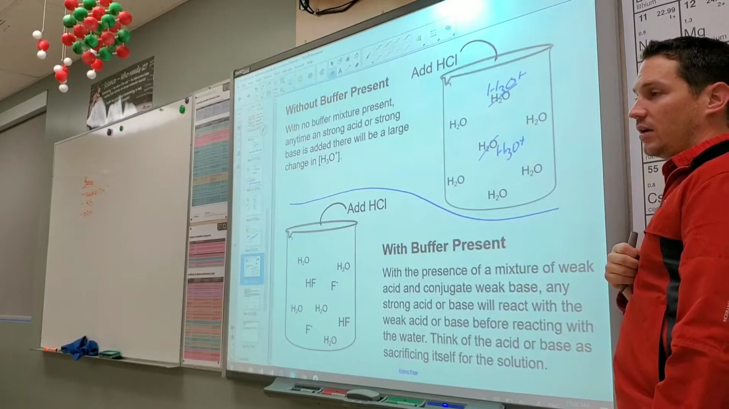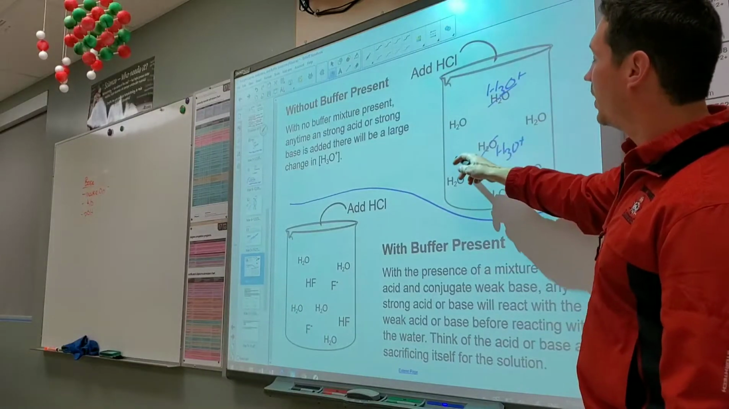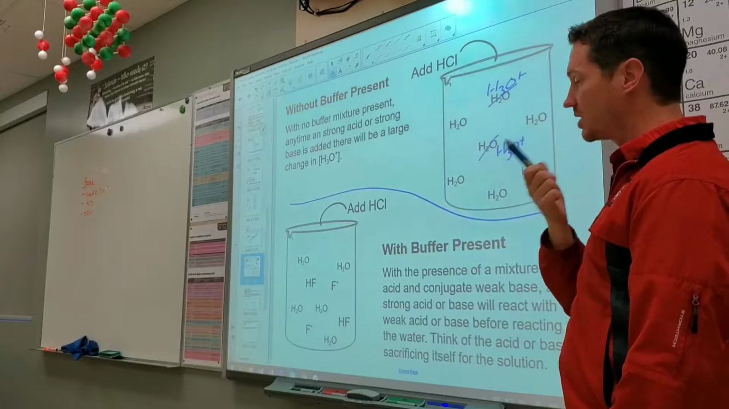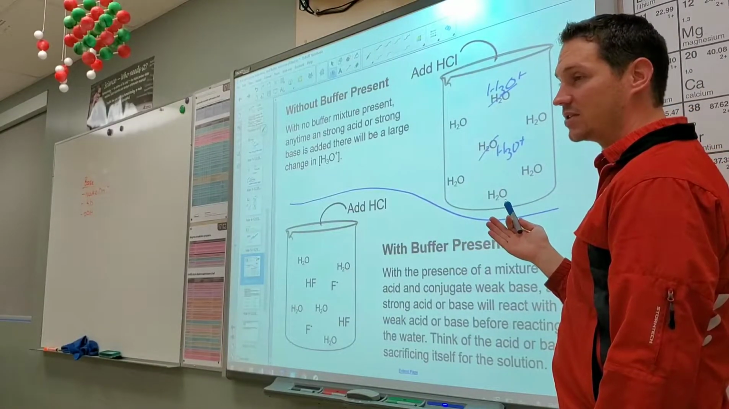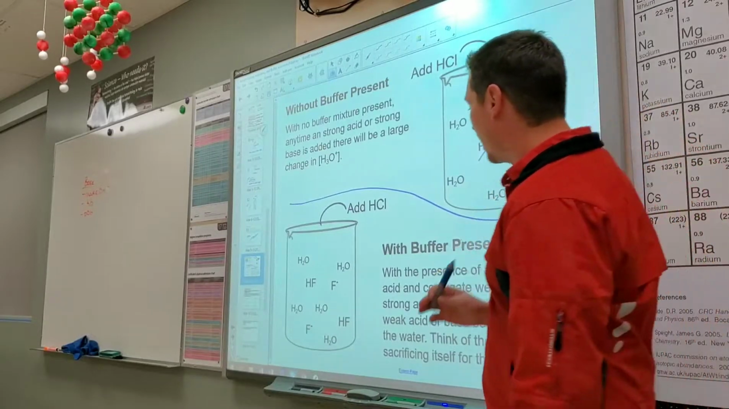Yeah. Sort of. Well, we started with 7 water molecules, and 2 of them, so approximately 29% of our solution, turned into hydronium. That's a huge change.